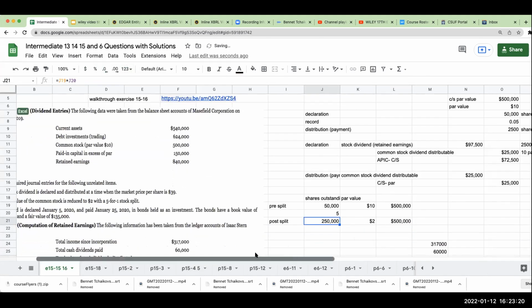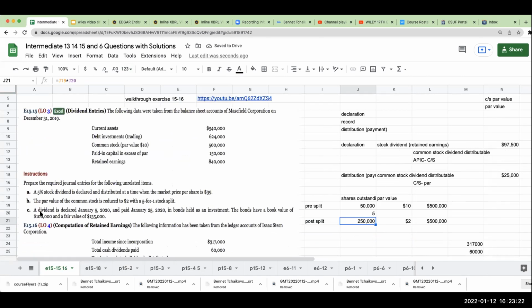Okay, so that's letter B. So letter C, a dividend is declared on January 5th, 2020 and paid January 25th in bonds held as an investment. The bonds have a book value of 100,000 and a fair value of 135. So what this is, this is a property dividend.